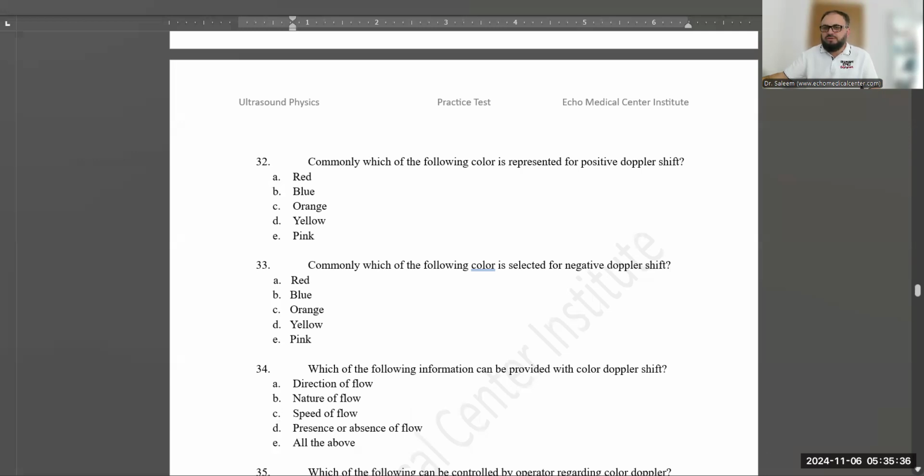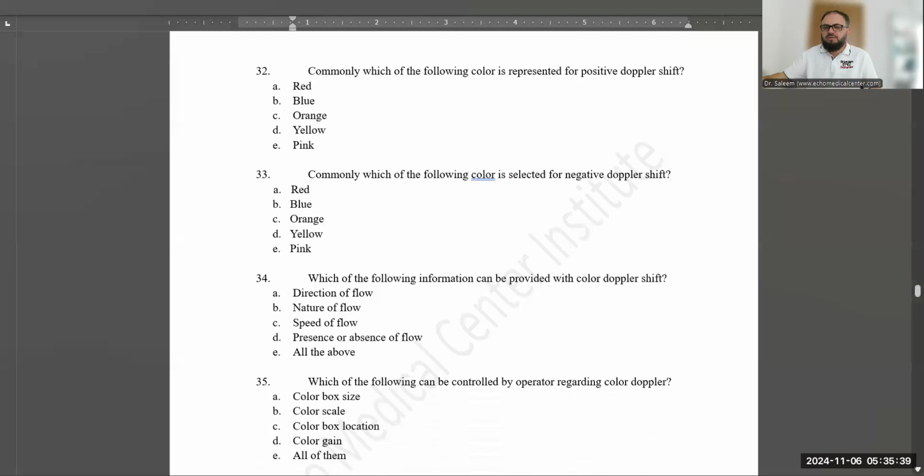Doppler shift. What do you think? It's a color Doppler. Correct. All of the above is the correct answer. It just gives us all this information. That is the speed. We can say that's a mean velocity. It's just the average velocity we get.